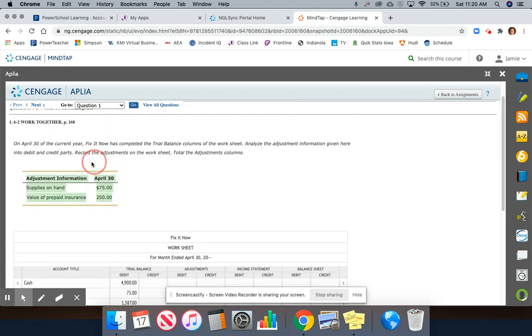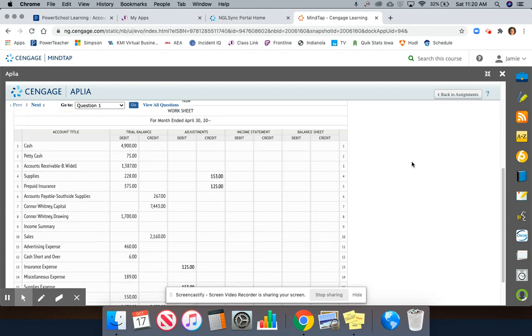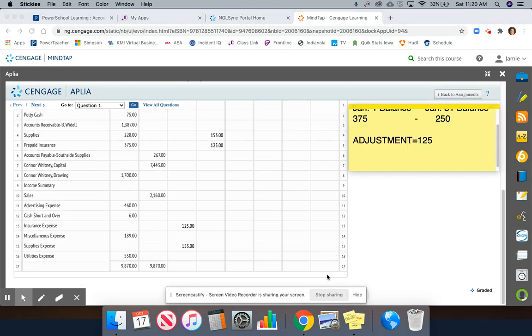These numbers are just telling us how much we have at the end of the month. Those are not our adjustments. You have to do a little bit of math in order to determine what your adjustment is. The beginning of the month amount minus the end of the month amount.